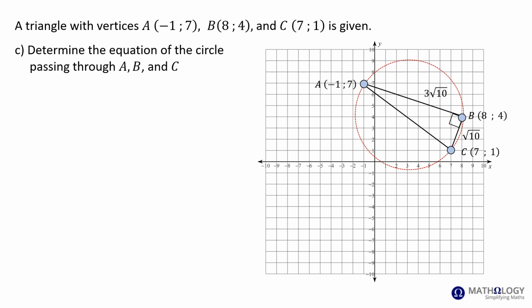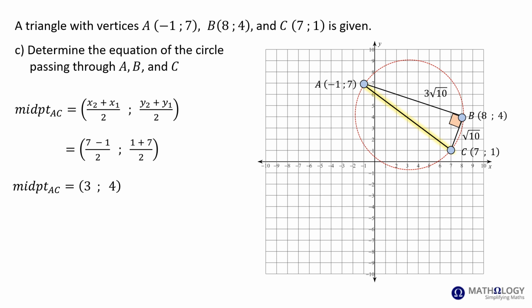Finally, to determine the equation of the circle passing through points A, B, and C, we need to know the center of the circle, as well as the length of the radius. Looking at the diagram, and in particular, the fact that triangle ABC is right-angled, we can deduce that AC is the diameter of the circle, since the angle subtended by chord AC, at the circumference of the circle, is a right angle. So, to determine the center of the circle, we will determine the midpoint of chord AC.